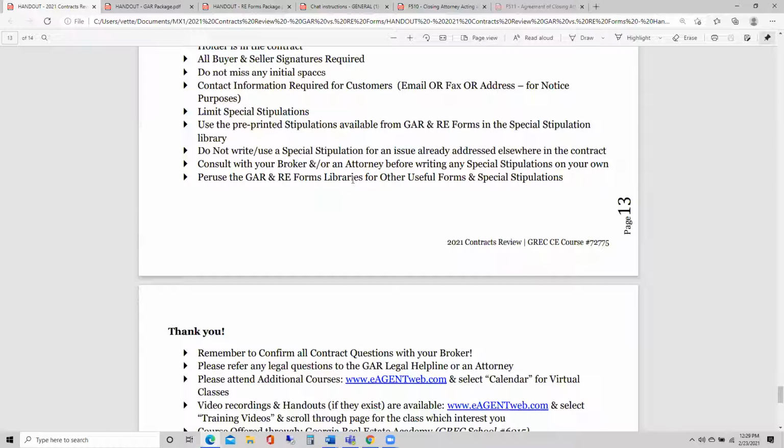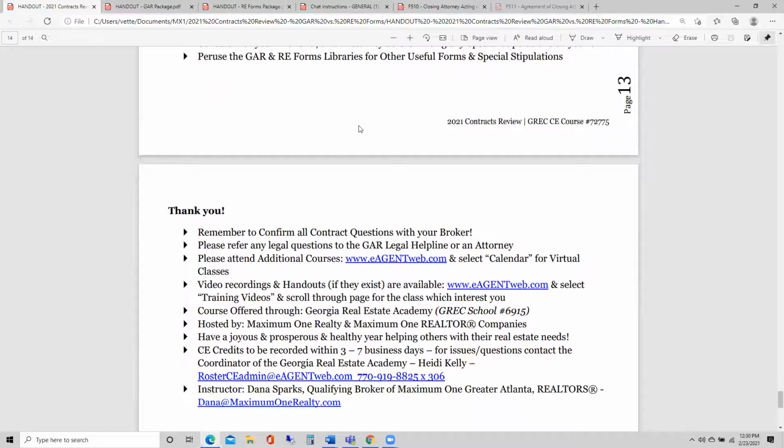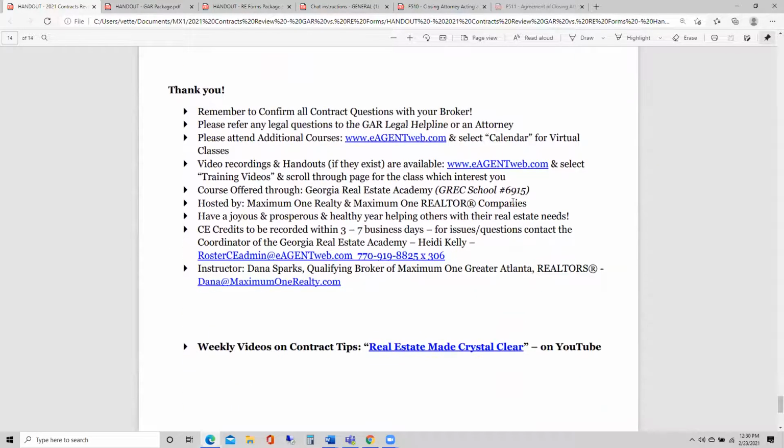If you need help with a special stipulation, please get with your broker or a closing attorney. Again, check out the entire library of GAR and RE forms for other useful forms and special stipulations.